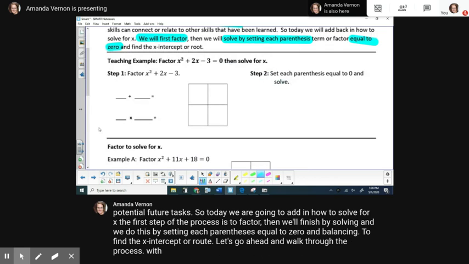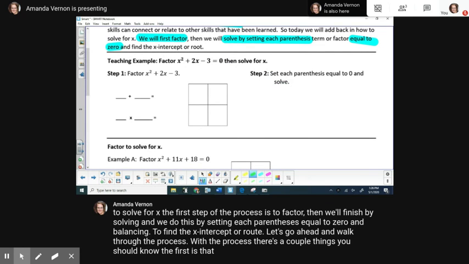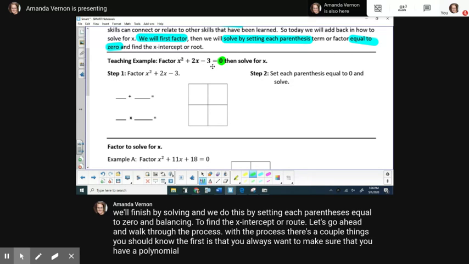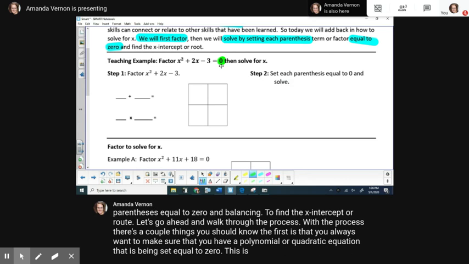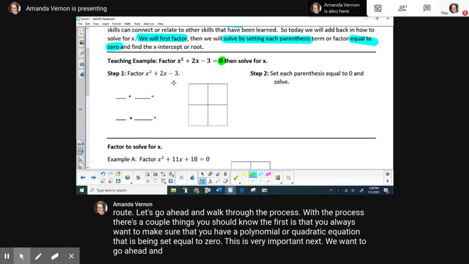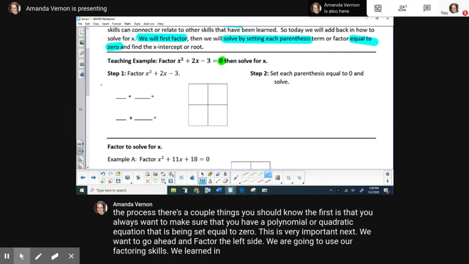With the process, there's a couple things you should know. The first is that you always want to make sure that you have a polynomial or quadratic equation that is being set equal to 0. This is very important. Next, we want to go ahead and factor the left side. We are going to use our factoring skills we learned in the previous lessons.